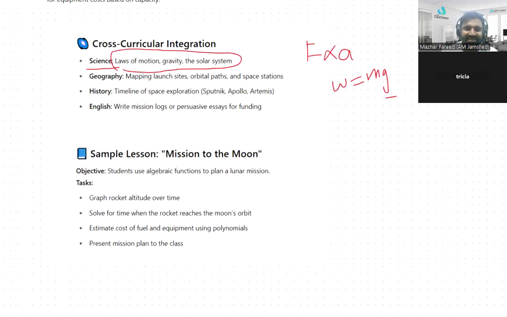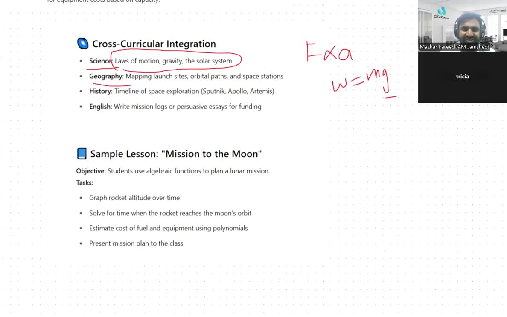And the second curricular integration is geography. In geography, you map the launch sites, you see the orbital path and space stations, at which space station you can stop, and then move to the other planet. So this is very helpful from a regional point of view to reach any space station.